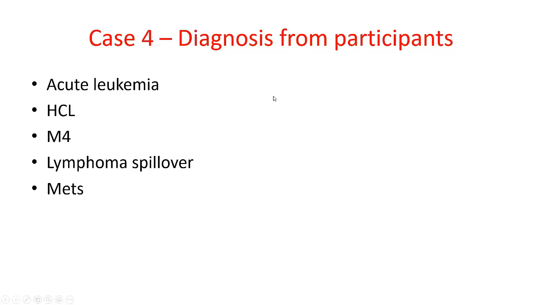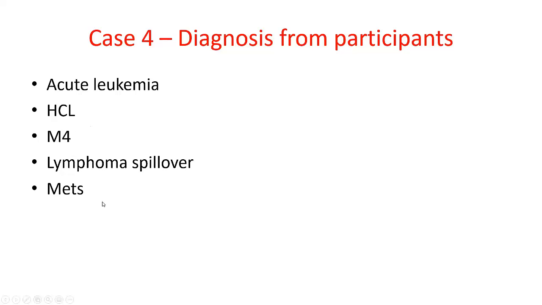So the diagnosis which I got from you was acute leukemia. I think it was a very good differential diagnosis. Some of you have given the diagnosis of hairy cell leukemia. Of course, there was no typical fried egg appearance. M4, yes, one can think of. And some of you have given the diagnosis of lymphoma spillover. And I was surprised because this is the correct diagnosis. And this is what this case was.